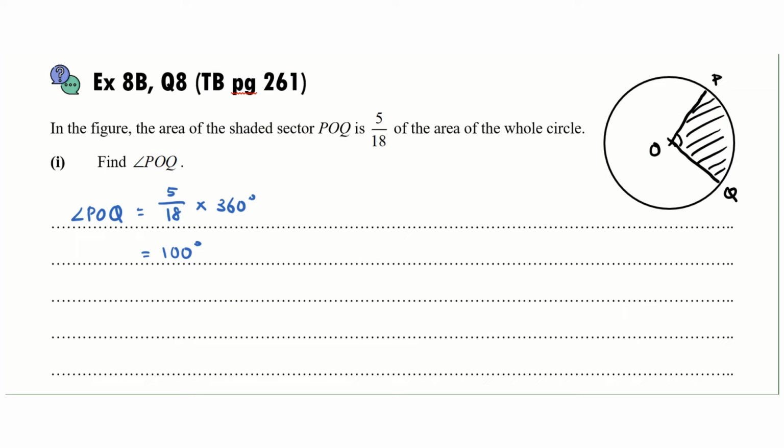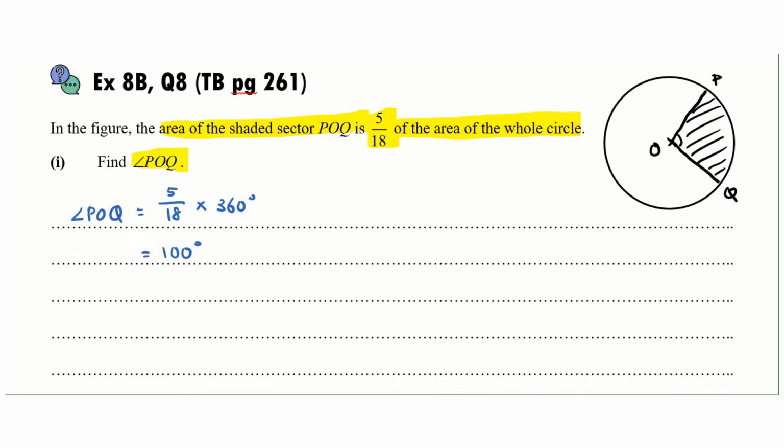And now moving on to exercise 8b, question 8, we are going to be looking at this figure over here, and we are told that the area of the shaded sector is actually 5/18 of the area of the whole circle. Although we are not given any information about the area, neither are we given any information about the angles, yet we are supposed to find out what is angle POQ. So how do we go about doing that?